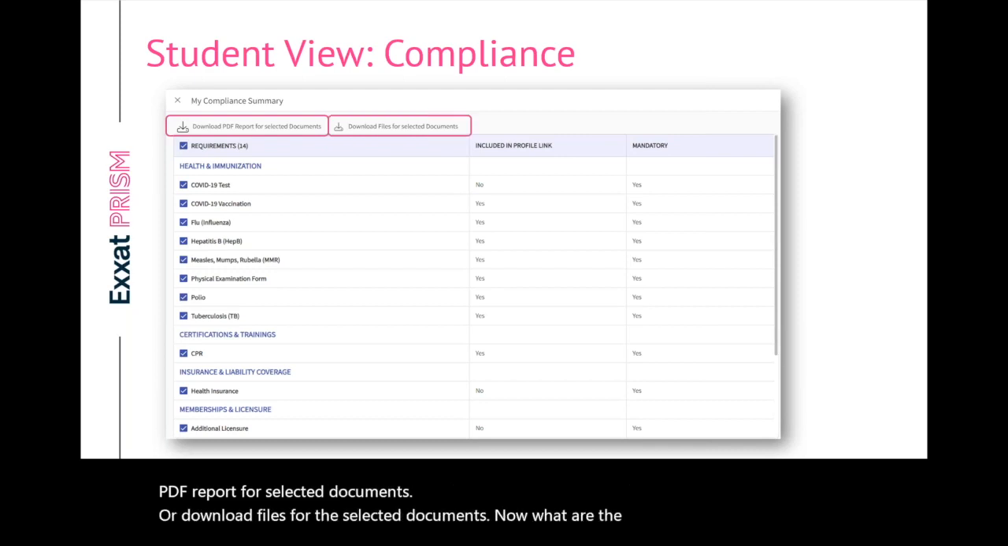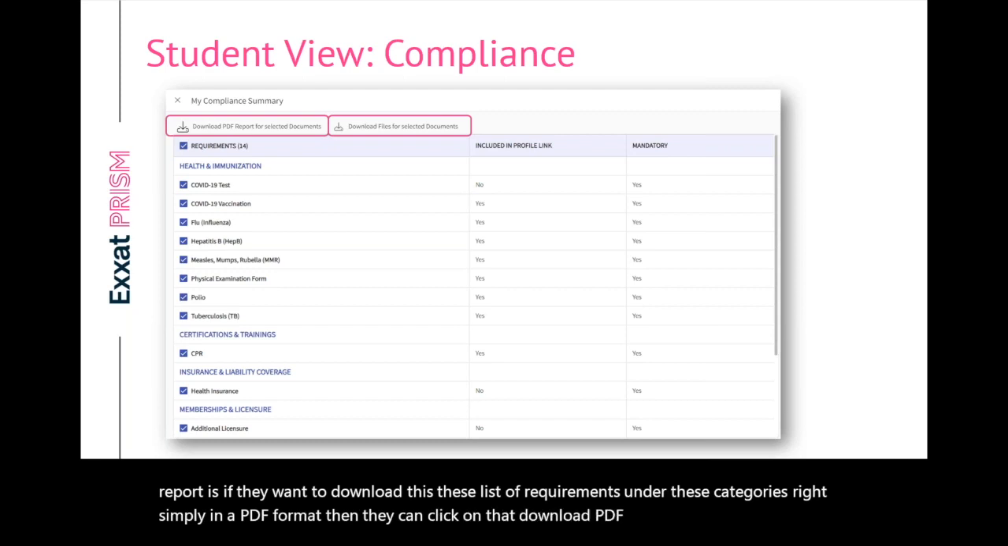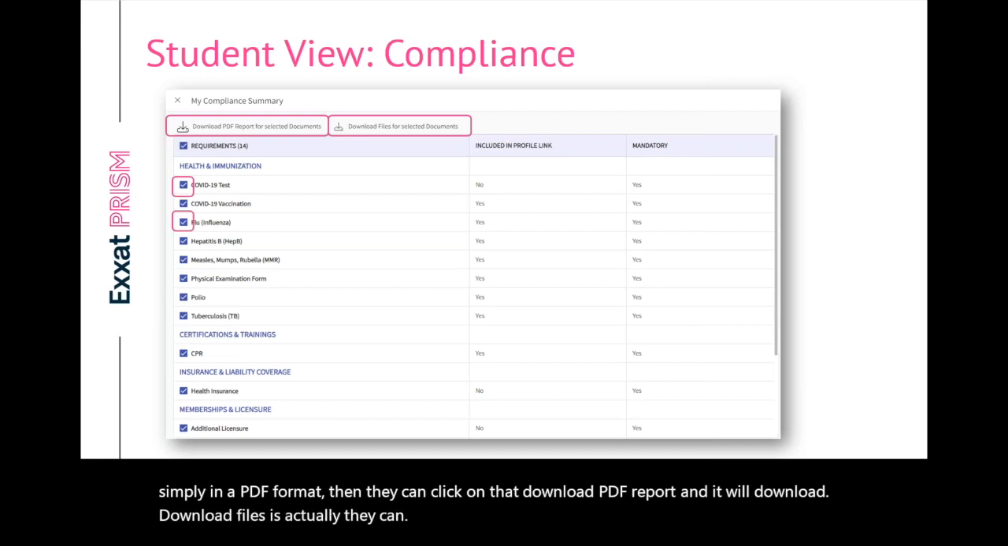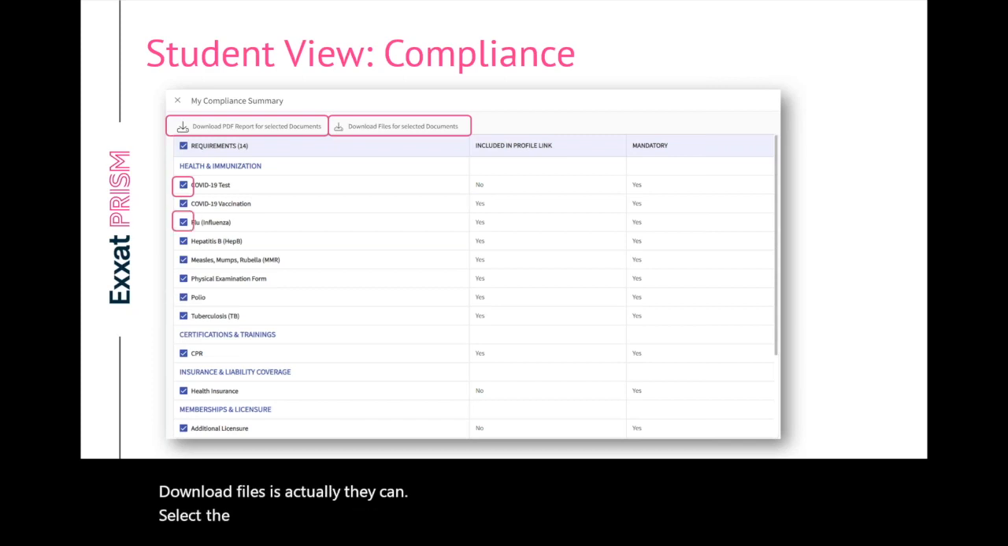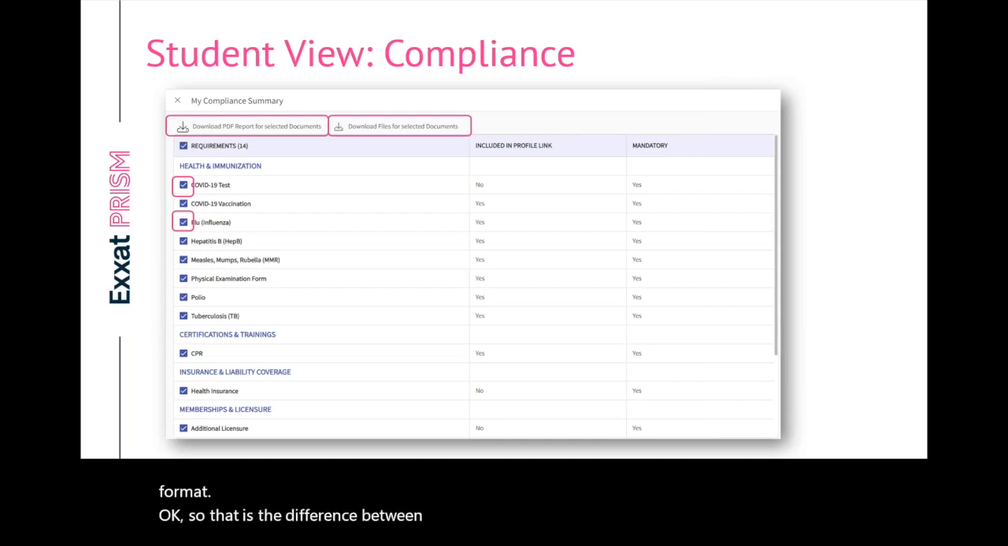Download PDF report is if they want to download this list of requirements under these categories simply in a PDF format, then they can click on download PDF report and it will download. Download files is where they can select the requirements under the categories, and then download the files that they have uploaded, and all those files for those requirements will download in a zip format. Okay, so that is the difference between download PDF report and download files, right?